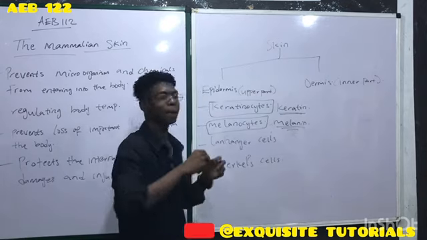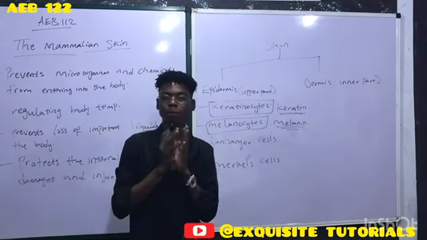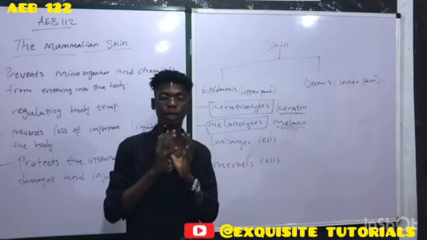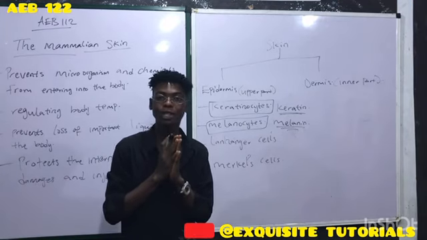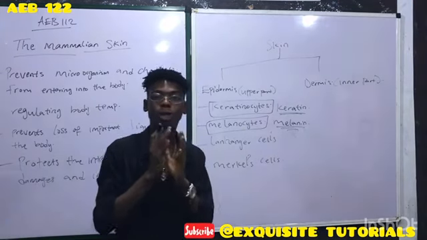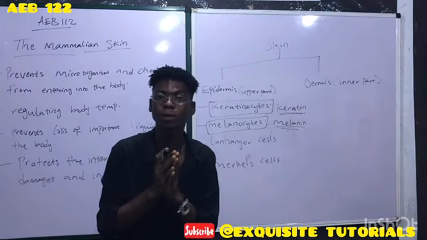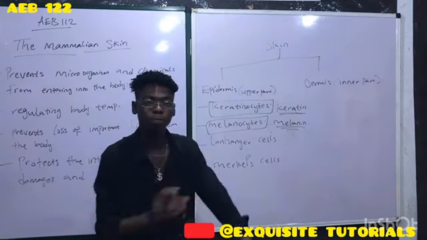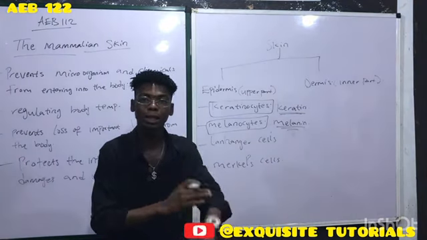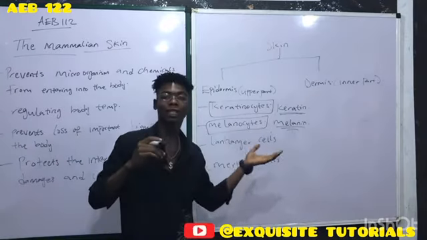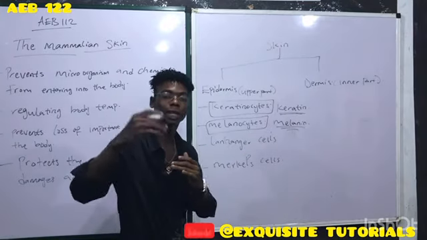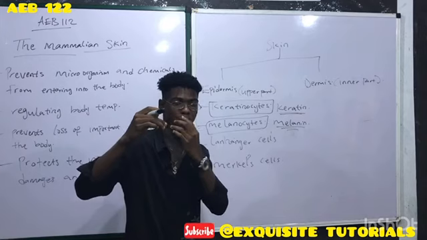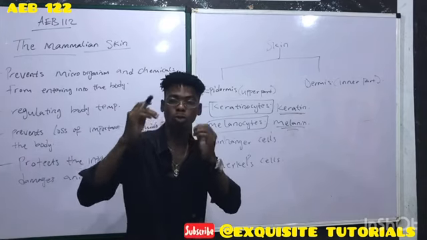Now, melanin performs so many functions in the body. Firstly, it protects us from ultraviolet radiation, ultraviolet light, UV light. The body produces enough melanin. Now, the production of melanin is like a counter reaction to exposure to sunlight.